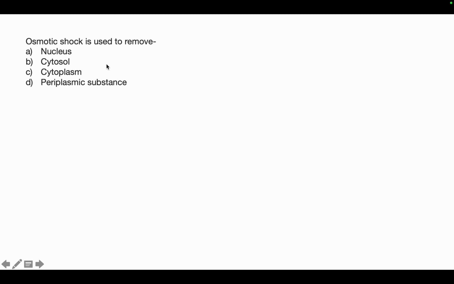Osmotic shock is used to remove periplasmic substances. Very simple. The chromatographic technique that depends on highly specific interaction between pairs of biological materials such as enzyme substrate. This is what we just studied. Highly specific interaction is affinity chromatography. Okay, they will have affinity just like enzyme substrate.